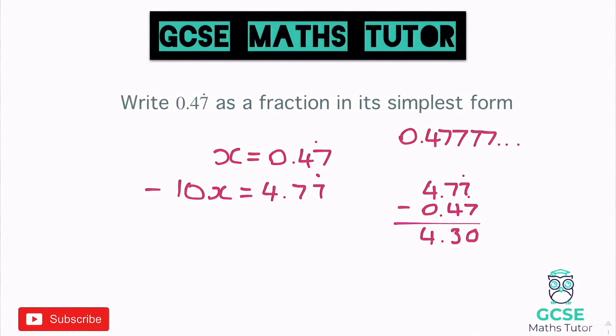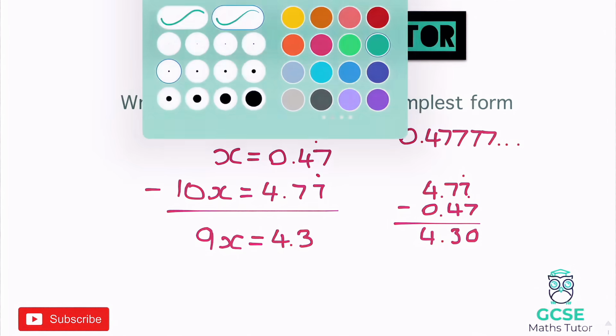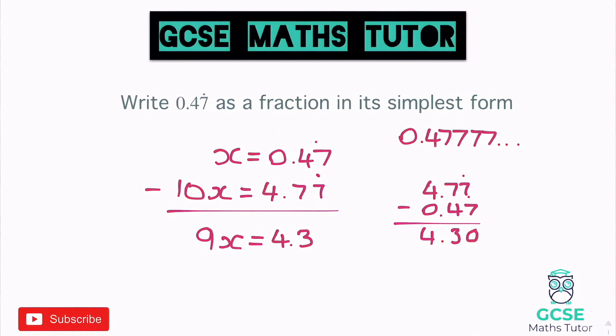So when we take these away from each other, 10x take away the 1x leaves us with 9x, and then our decimals, when we take them away, we get 4.3, and I won't write the 0 after that, I'm just going to write 4.3. Now there are other methods of doing this. This is just the way that I like to do it. I always just like to remember one recurring decimal, multiply it by 10, and then take them away from each other. But you end up with this scenario here, look, where we have a decimal on the right hand side.